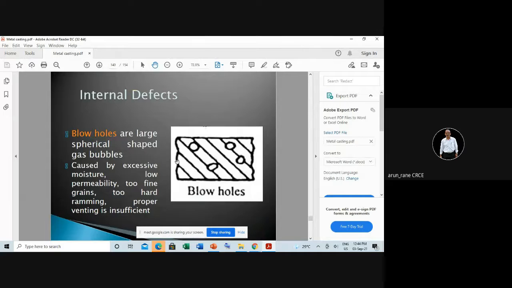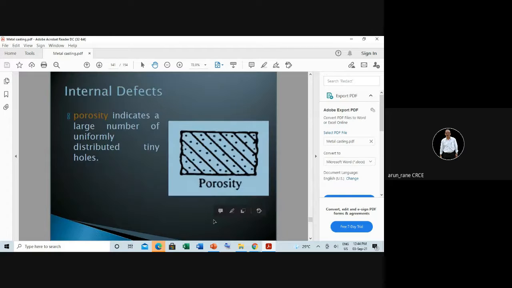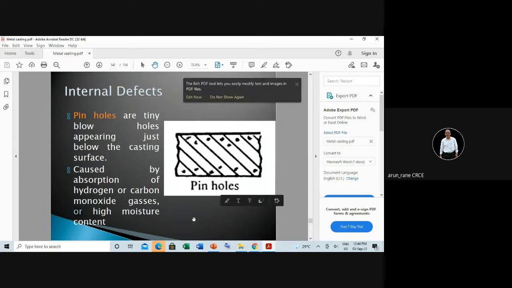So this is what blowholes are. Usually these are large spherical shaped gas bubbles. Porosity is a large number of small holes and they are uniformly distributed. Pinholes are in between the size of porosity holes and the blowholes.